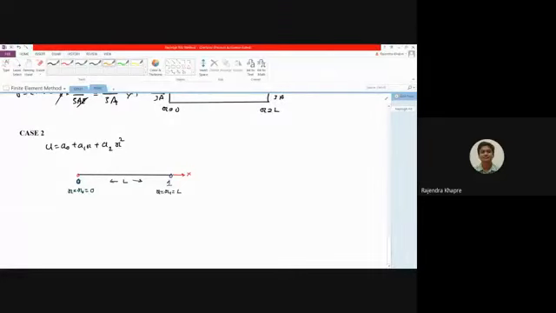Similarly, if you consider the displacement, this will be called as u0 and its numerical value is 0 because there is a fixed end over here, and this will be called as u1 and its numerical value is unknown. Okay, so I'm going to put a question mark over here, right? So now let us apply the boundary condition.